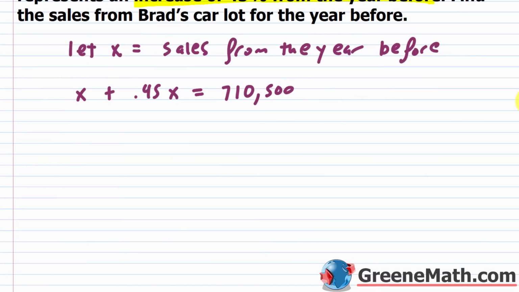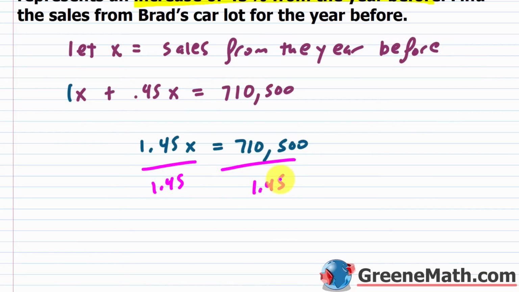Let's come down here and see if we can get a little solution going. You can multiply everything by 100 if you don't want to work with the decimals. It's really up to you. For myself, I'm just going to work with them for this one. So I'm just going to say this is 1.45x is equal to 710,500. Let's divide everything by 1.45. Let's cancel this, and let's say x is equal to, let's punch this into our calculator, and we're going to get 490,000. So that tells me the sales from the year before would be $490,000.